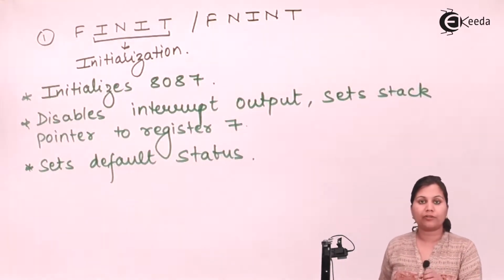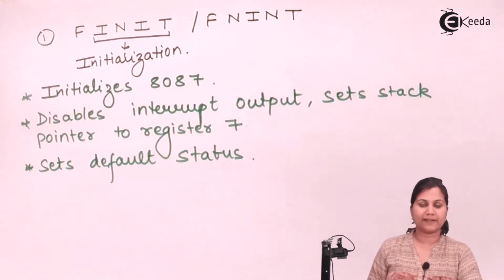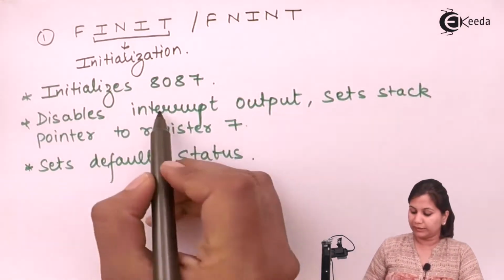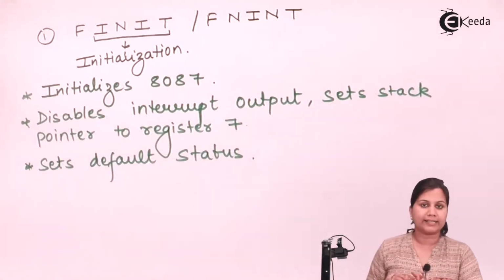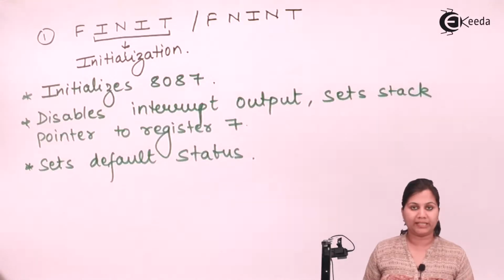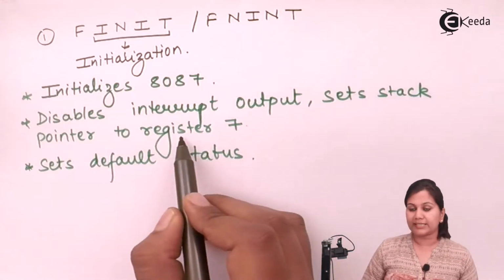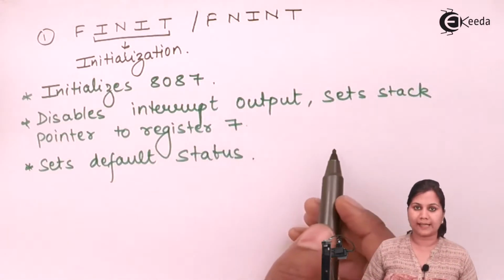This instruction, first of all, is going to initialize the 8087 coprocessor. At the time of initialization, the interrupt outputs are disabled. Means all the interrupt outputs are going to be disabled. No interrupt will be active at that time. Then the stack pointer is set to register number 7.